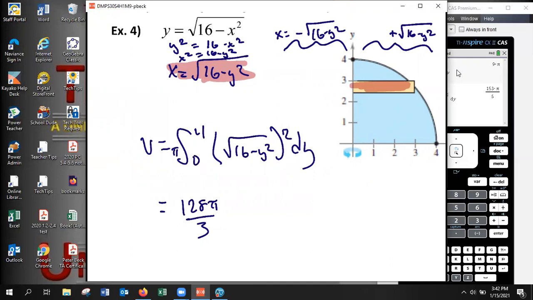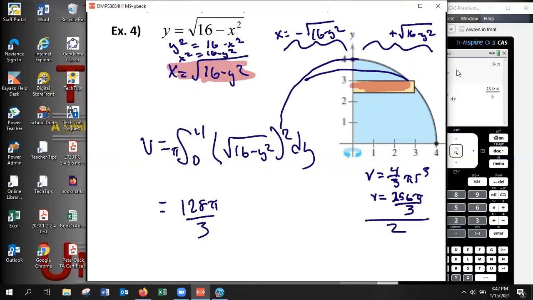Now, as a quick check, what I like to do is, if we indeed revolve this, we end up with a hemisphere. We know that the volume of a sphere is 4/3 pi r cubed. The radius of this circle ends up being 4, so the radius of the sphere is 4. So the volume is going to be 256 pi over 3. But it's a hemisphere, so we have to divide it by 2. And we do get 128 pi over 3, which is what we should have.